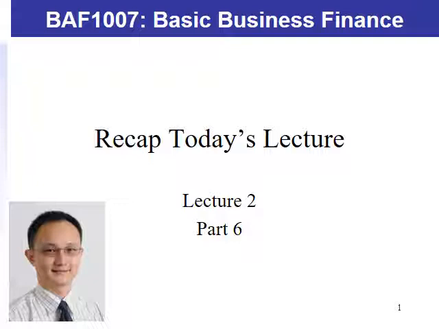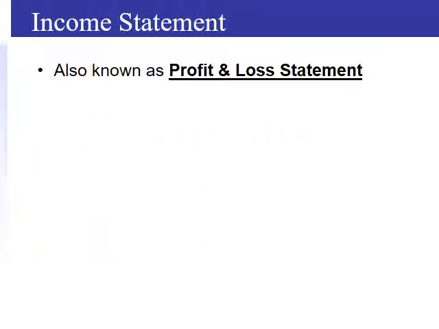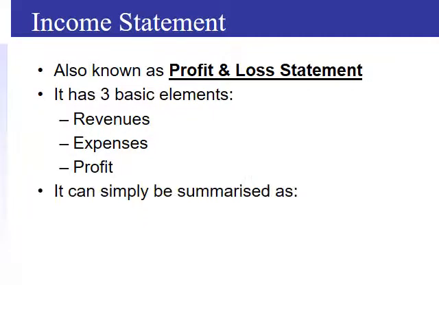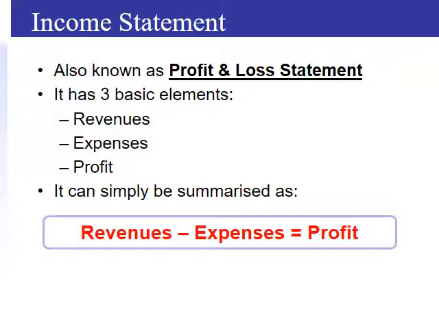Let's recap today's lecture, Lecture 2, Part 6. The income statement is also known as the Profit and Loss Statement. It has three basic elements: revenues, expenses, and profit. It can be simply summarized as revenue minus expenses equals profit.